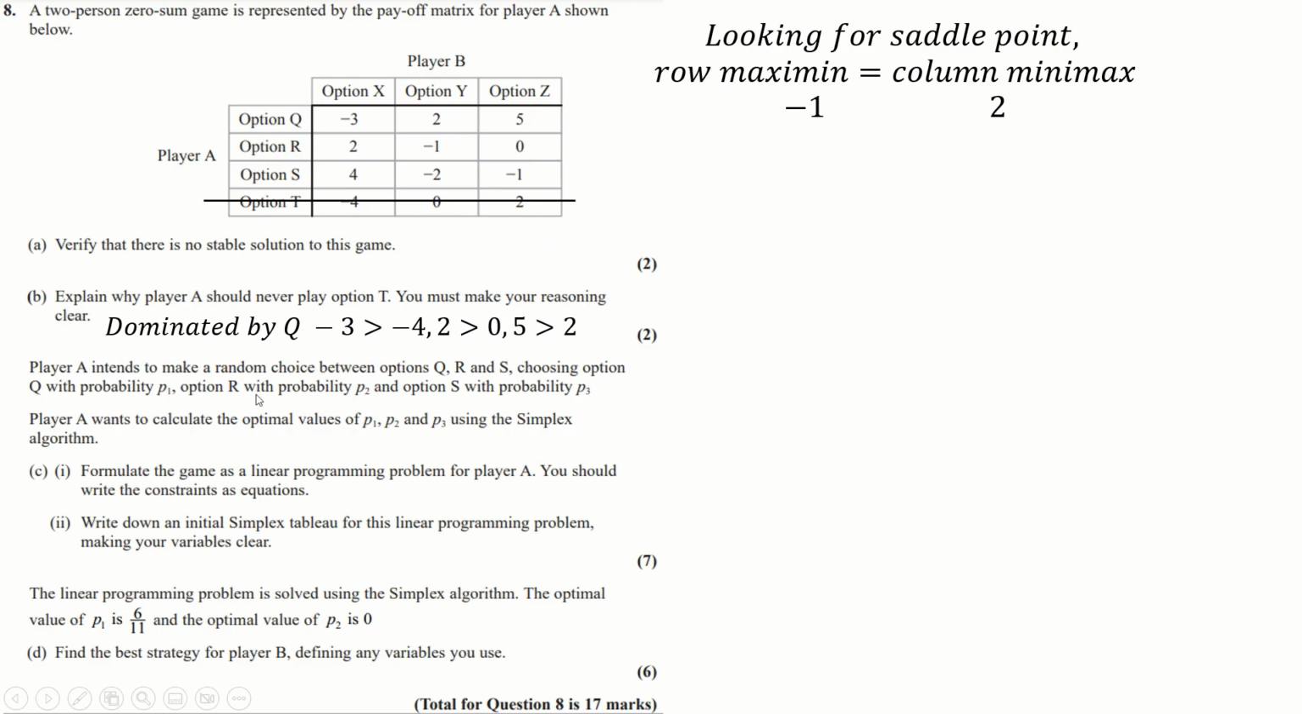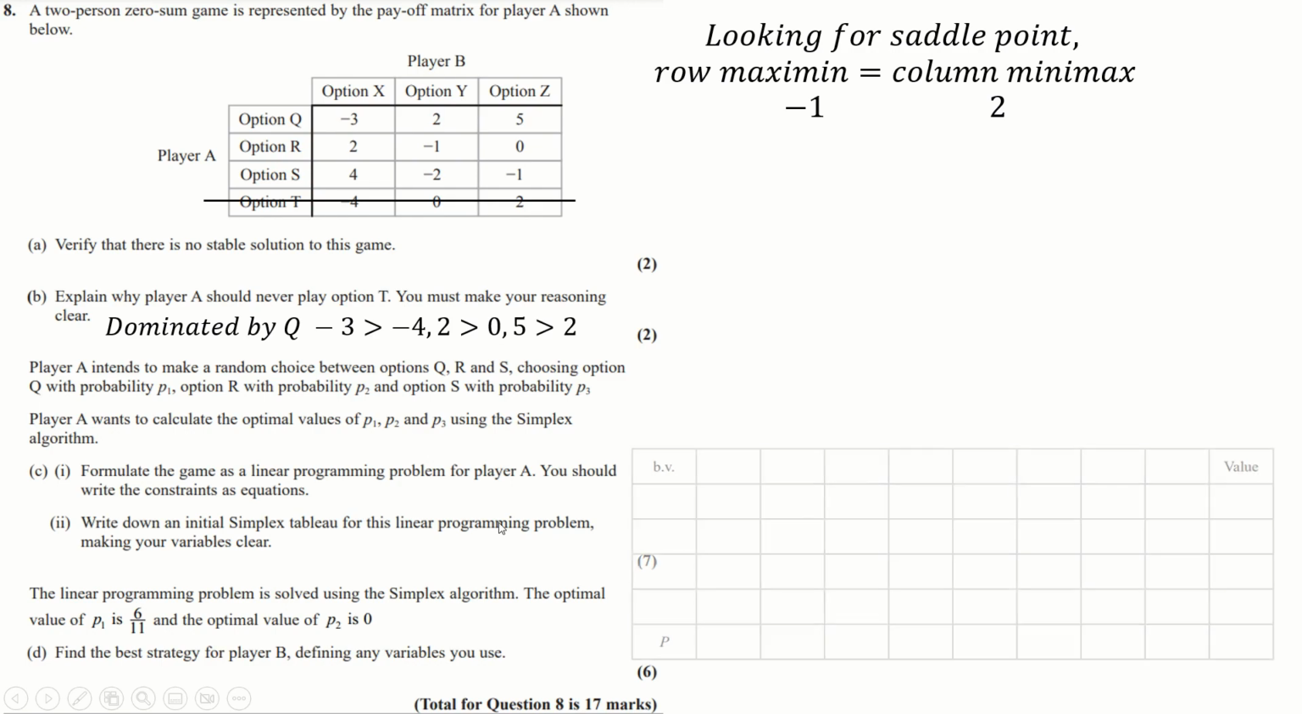Player A intends to make a random choice between Q, R, and S with probability these, and wants to use a simplex algorithm. So okay, let's set this all up then. By the way, this is the table that they give you, and this is quite helpful for knowing exactly how many extra things you need to add in, because you can count the rows and the columns to know how many basic variables you need. So I'm going to need to add in 4 slacks because of the 4 things that are here.